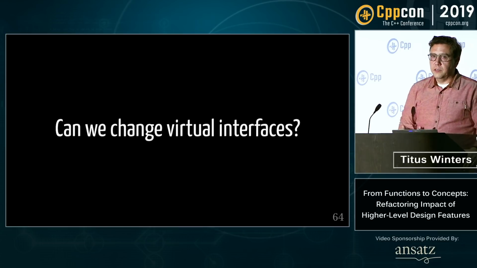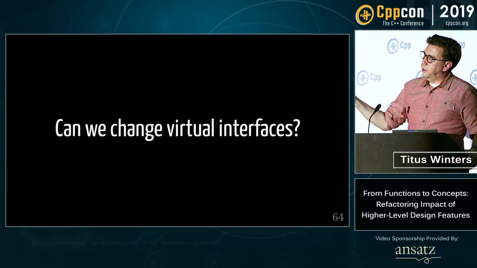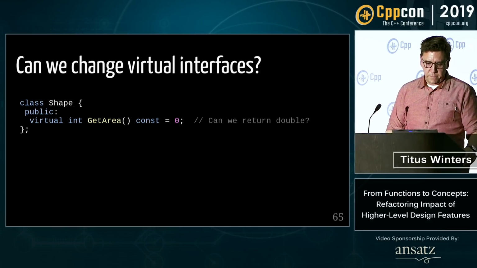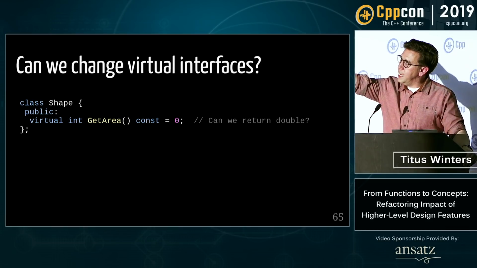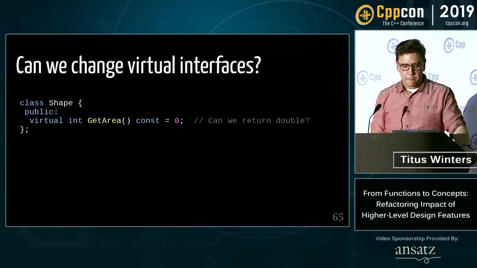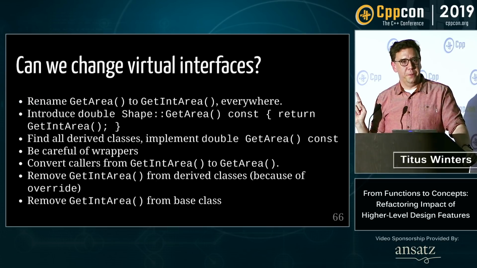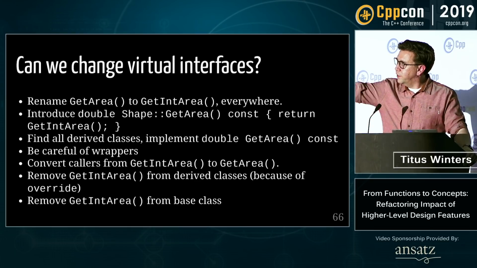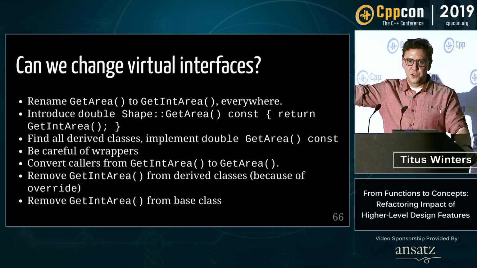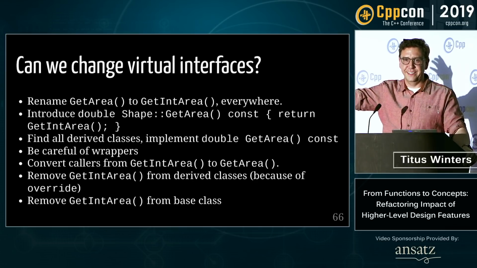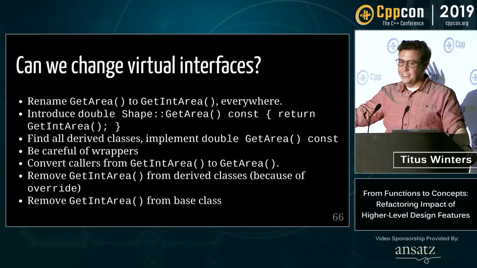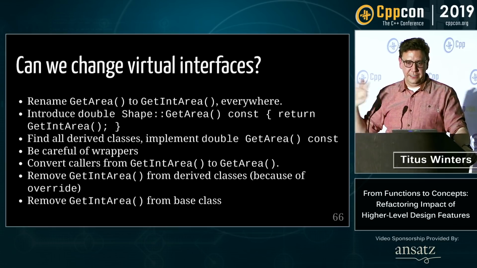We're going to hit everything probably once or twice. Can we change virtual interfaces? Imagine I wanted to change that int to a double. My guess is this is the cheapest you can do. And this is hitting all callers probably twice, plus all derived classes several times. Amusingly, the addition of the override keyword adds new, exciting levels of complexity to this task. Change is not easy, right?